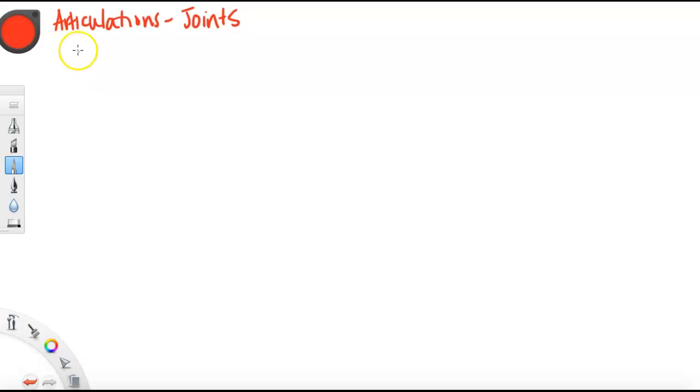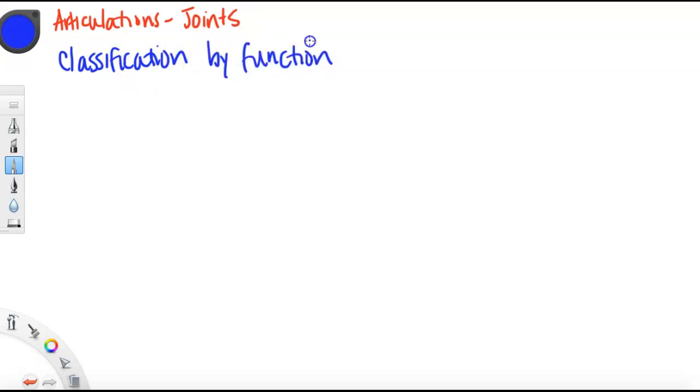So let's use a different color. So classification by function. In classification by function, we're looking at the amount of mobility. How much this joint can move. Okay, and there's basically three ways that we describe the amount of movement in a joint.